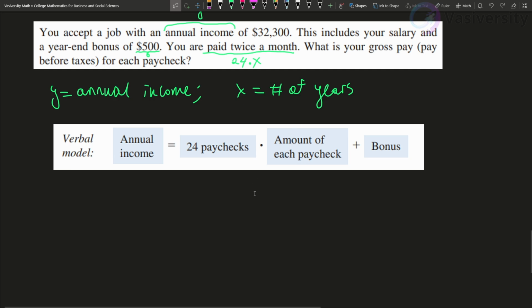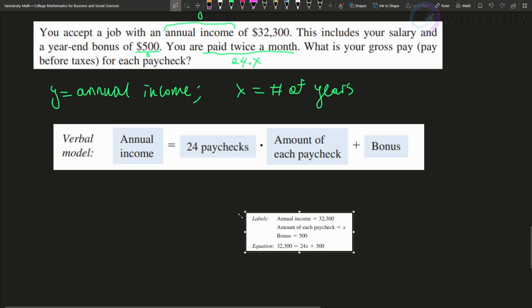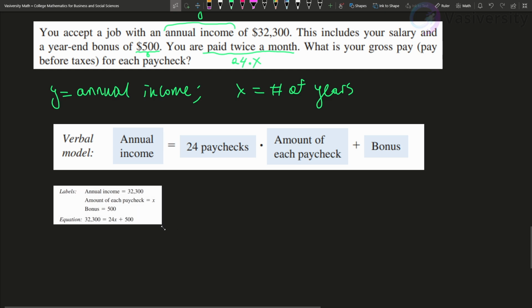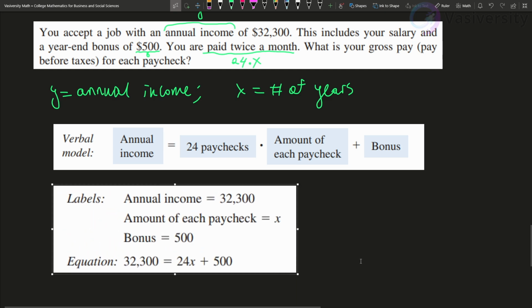We can say that our annual income, which is given by the problem, is $52,300, and everything here is in dollars. The amount of each paycheck is X. The bonus is $500. So this is the amount of each paycheck, and this is how many paychecks we get. The bonus is in dollars. So this here is a number.